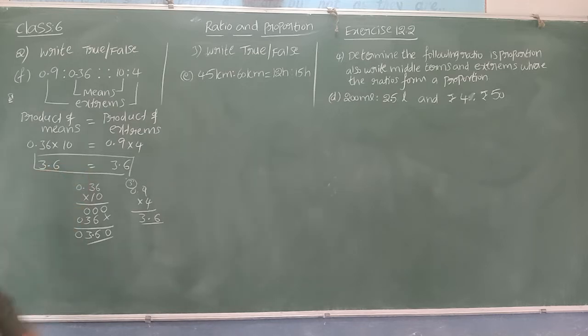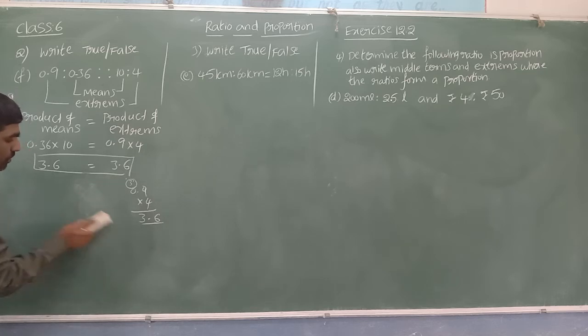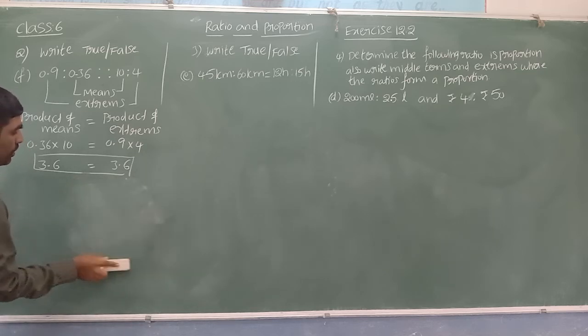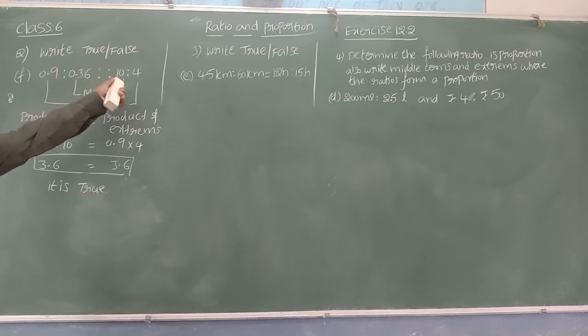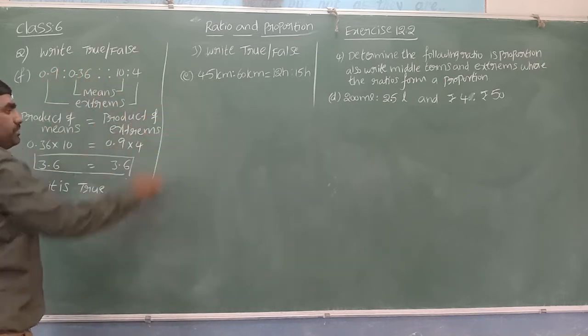So both are equal. If the product of means equals the product of extremes, what is the meaning of that? The given four quantities are in proportion. So what can we write? It is true. The given statement is true. What did they say? The terms are in proportion. Yes, they are in proportion.